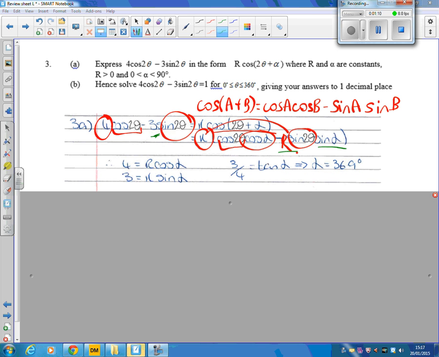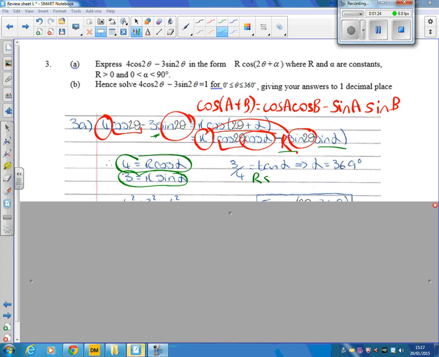To work out what alpha is, if I do the sine value of 3 divided by the r cos alpha, which equals 4, the r's will cancel out. Sine over cos makes tan alpha. So tan alpha is 3/4, and we're in degrees this time. Tan to the minus 1 of 3/4 is 36.9.